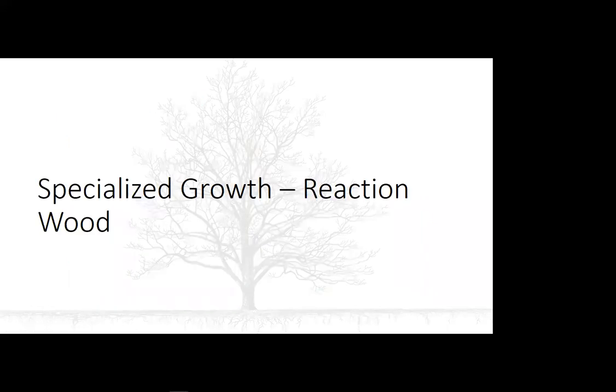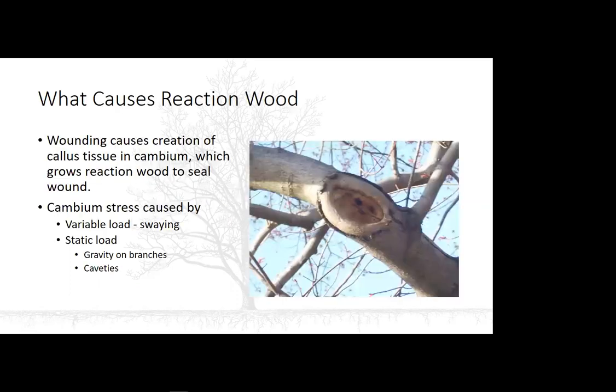Now I want to talk about one type of specialized growth, and then we'll stop for questions, and that is reaction wood. Reaction wood is produced by the cambium. So this is again secondary meristem that's producing these tissues. And there are two types of reaction wood.